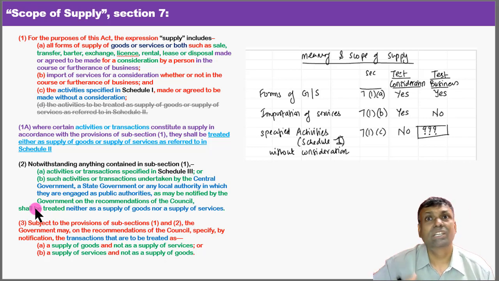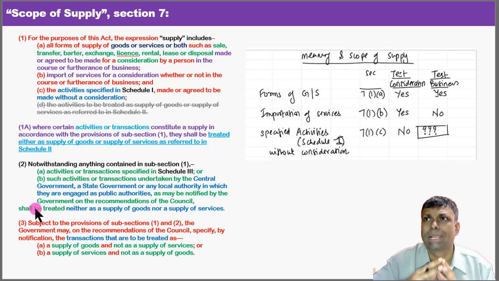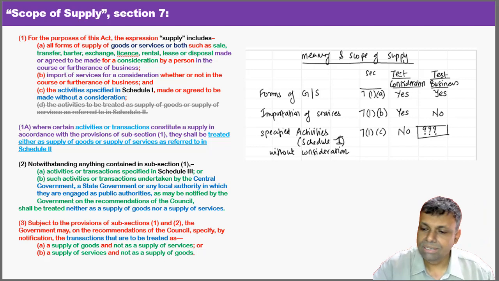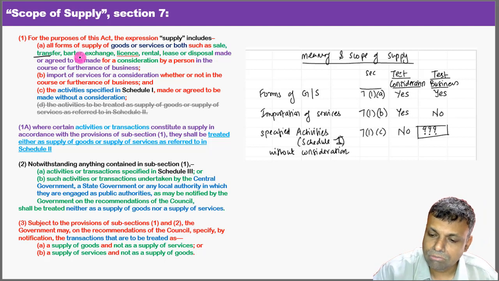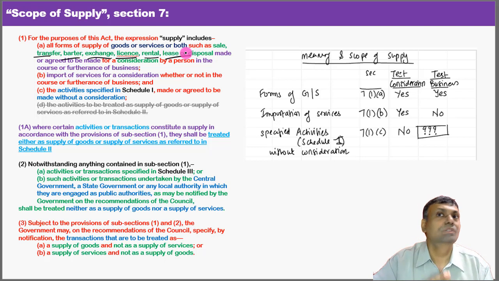Now, let me quickly revise section 7. Section 7 is basically your GST supply. It is a very simple definition, which says that whether you sell, transfer, dispose of, etc., almost everything that you sell, or anything which generates revenue for you, section 7 says, such as sale, transfer, barter, exchange, license, rental, lease, etc. Almost every probable transaction which can generate revenue for you is to be regarded as a supply. In accounting language it is the sale price, or revenue, the gross revenues, whatever you want to call it. It is going to be regarded as a supply.